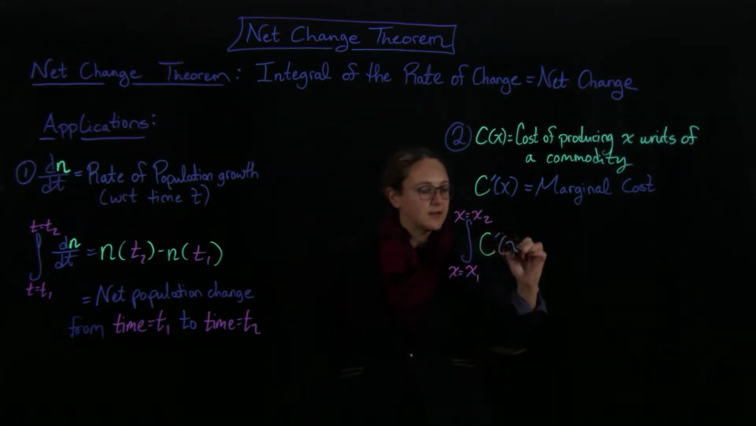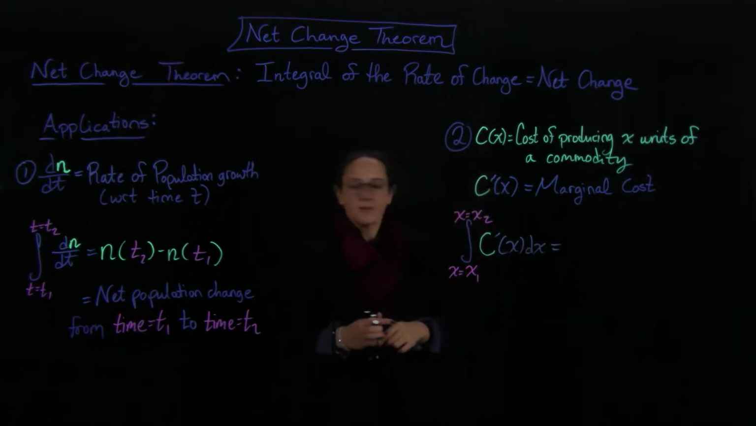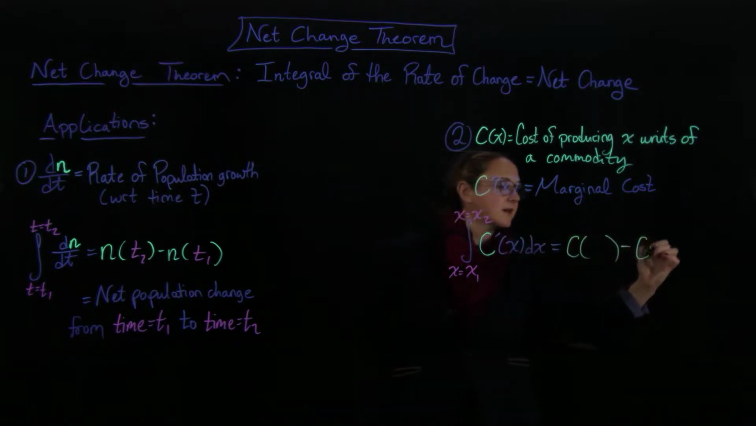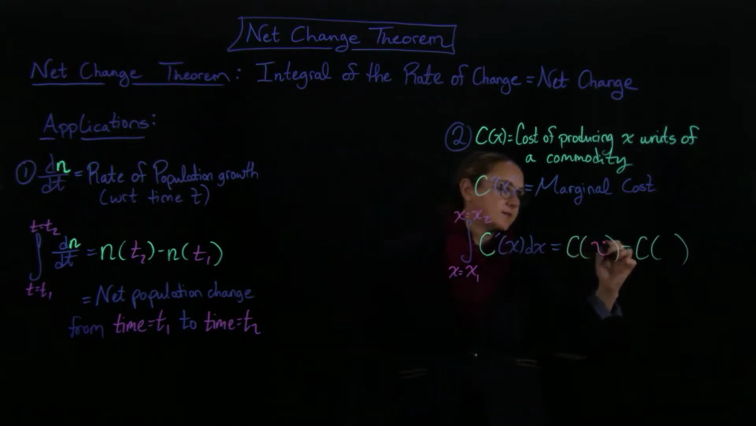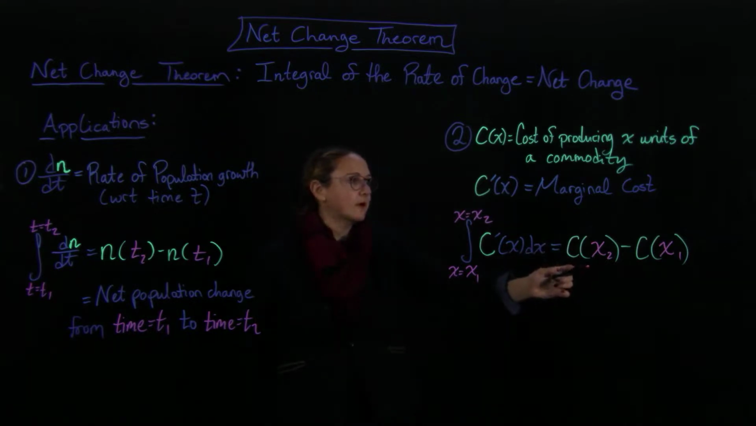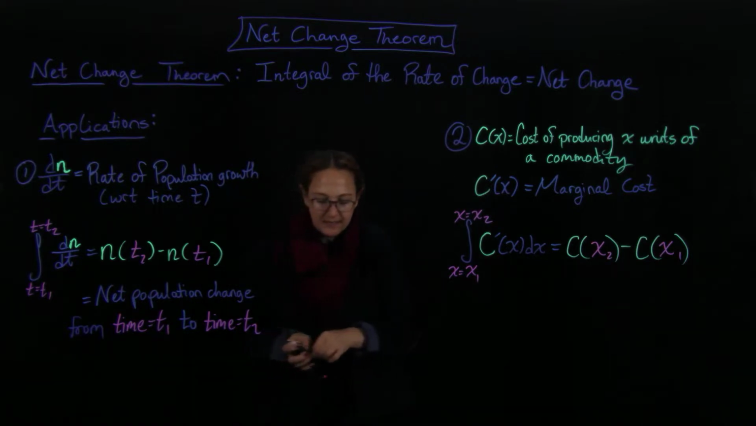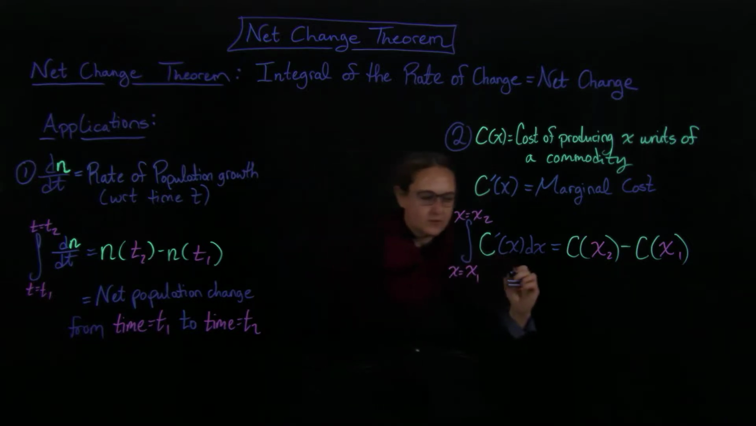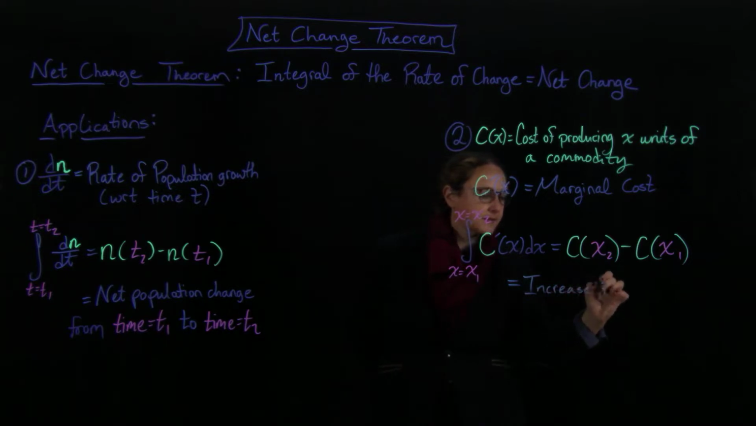So we take C'(x) dx, and this is going to equal, and you can probably already guess from over there, we're going to take the cost at the upper value minus the cost at the lower value. So the cost when we had x2 units minus the cost when we had x1 units. So in interpreting what's going on here, this is the increase in cost.